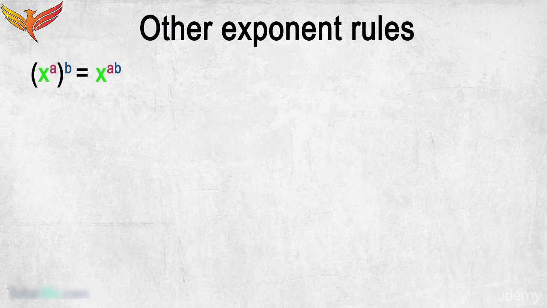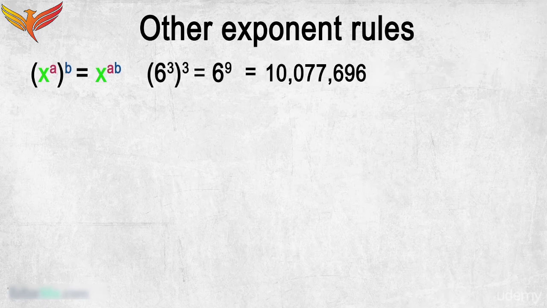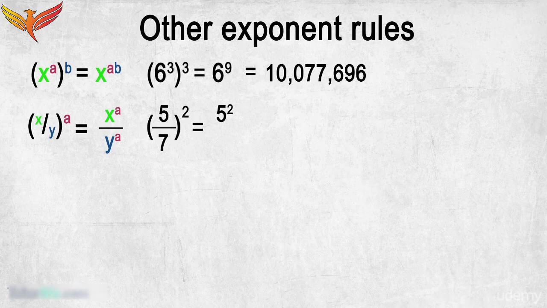For example, 6 to the 3rd, raised to the 3rd, equates to 6 to the 9th, which is the small value of 10,077,696. A fraction raised to an exponent simplifies to both the numerator and denominator raised to the same exponent. For example, 5/7 squared equates to 5 squared over 7 squared, which is 25 over 49.